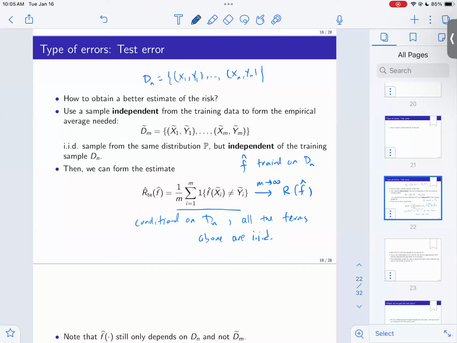So you split your own data into two pieces, D_n and D_m. So train on this and then test on this part. Okay, so that ensures that the data points that go into this part are not seen in the training. And so you can restore independence of these terms when you average.